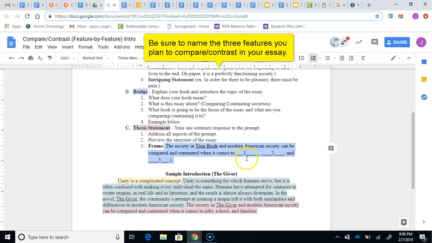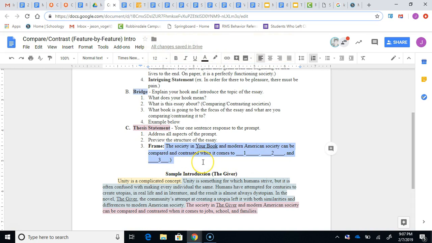So in those 3 blanks, in 1, 2, and 3, I will be naming the 3 features that I am both comparing and contrasting. I will then write my body paragraphs in that same order. So my thesis statement for this is, the society in The Giver and modern American society can be compared and contrasted when it comes to jobs, school, and families. So then I will be able to take those 3 features, jobs, school, and families, and use them as the 3 topics of my 3 body paragraphs.